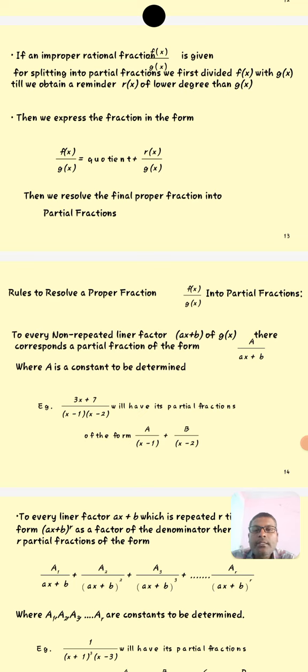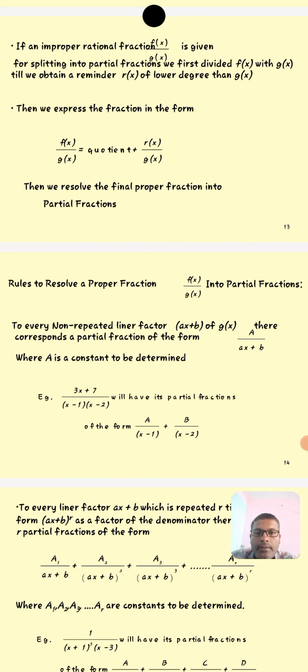Now we see those methods. The first rule, rules to resolve a proper fraction f of x divided by g of x into partial fractions: to every non-repeated linear factor ax plus b of g of x, there corresponds a partial fraction of the form A by ax plus b, where A is a constant to be determined. Okay, what is the first condition? To every non-repeated linear factor ax plus b of g of x, there corresponds a partial fraction of the form A by ax plus b, where A is a constant to be determined.